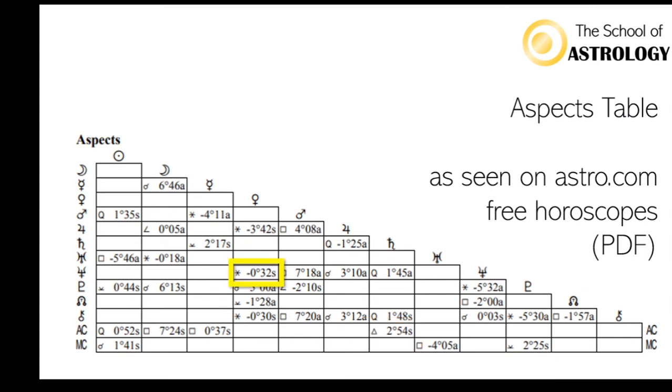And now here's another example. We have an aspect between Venus and Neptune. It's a sextile, as it's indicated in this box. Then the aspect is smaller than the sextile would be by 32 minutes. So it's 60 degrees for a sextile, and this would be then 59 degrees 28 minutes. So the aspect is smaller than the exact one, which would be 60. And still it is separative.